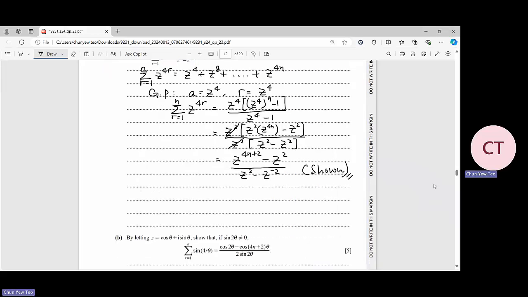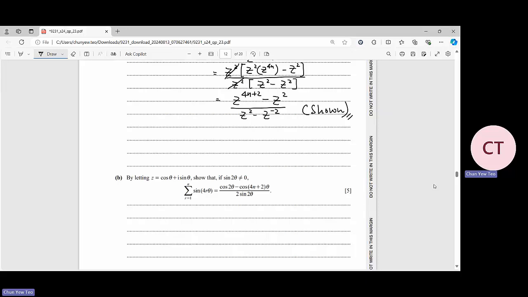Now we want to go for part B. Use the result that you have over here, just apply it over here. But this time you need to let z equal to cos theta plus i sine theta. So we let our z equal to cos theta plus i sine theta.